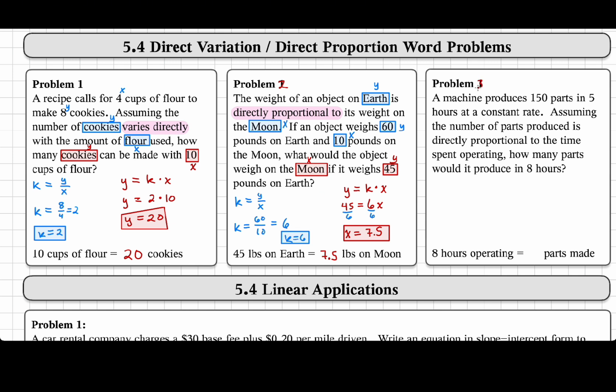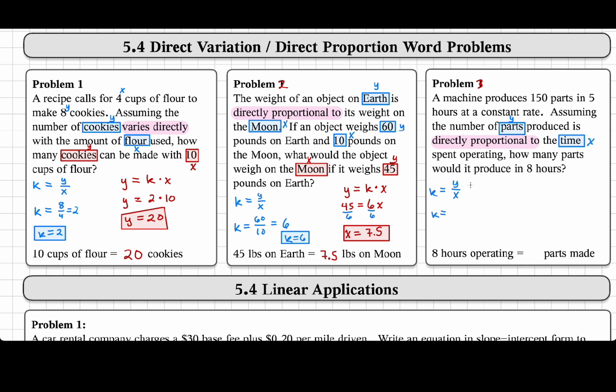And problem number 3, to finish out the direct variation. A machine produces 150 parts in 5 hours at a constant rate. Assuming the number of parts produced is directly proportional to the time spent operating, how many parts would it produce in 8 hours? So going back, how do I set this up? I know it's going to be k is equal to y divided by x. My y is going to be parts. So this is my y, and it's directly proportional to the time that I spend operating it. So this is my x.